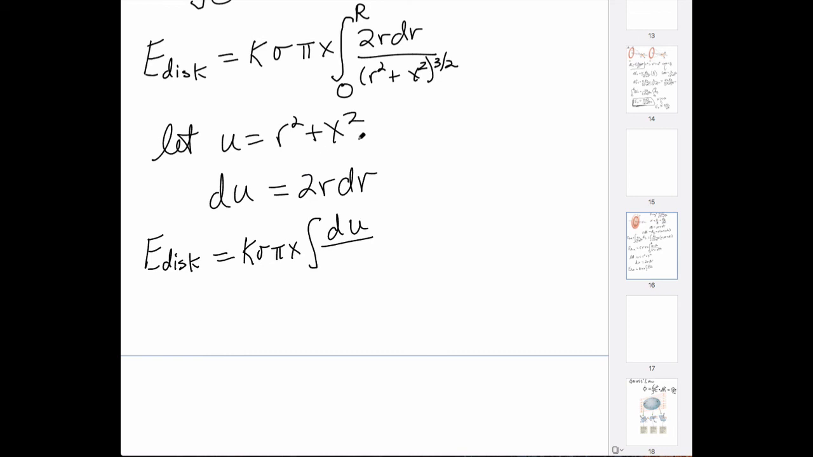Du, and on the bottom where I've got R squared plus x squared to the 3 halves, that makes that u to the 3 halves. Right? And you could, if you wanted, I did this before with the example with the rod, I think it was, k sigma pi x integral of u to the negative 3 halves. So now it's a nice, clear, obvious application of the power rule.